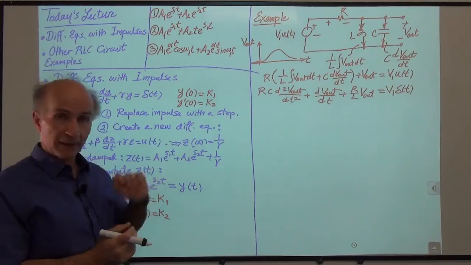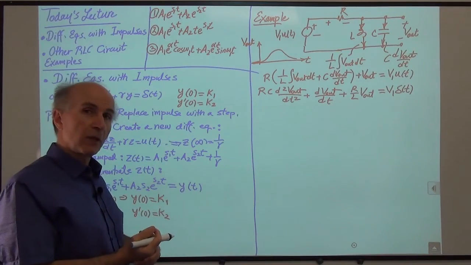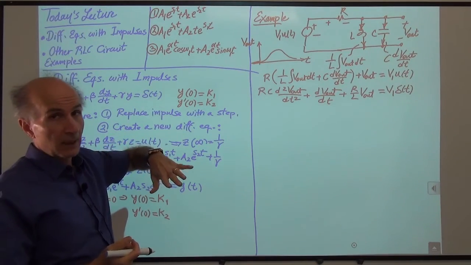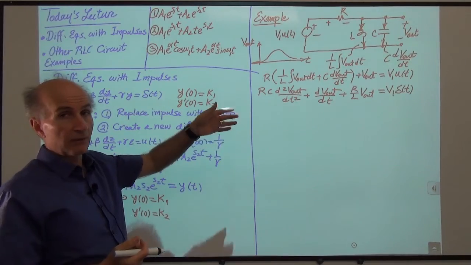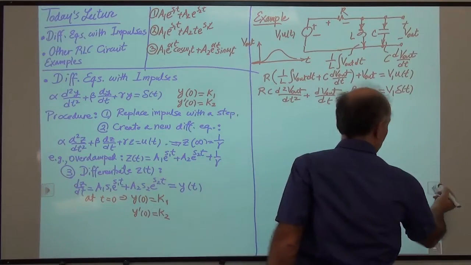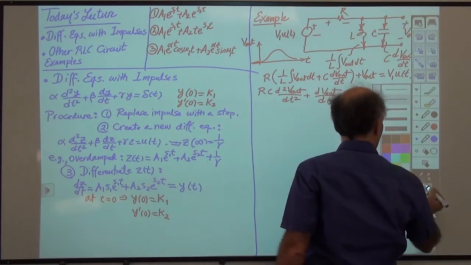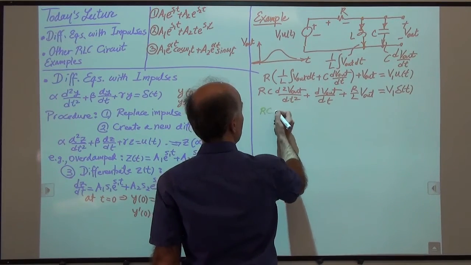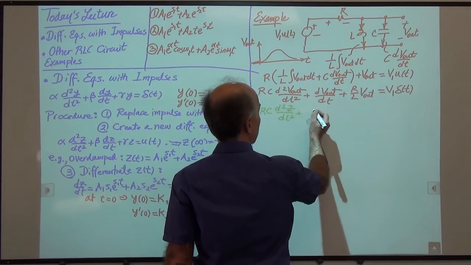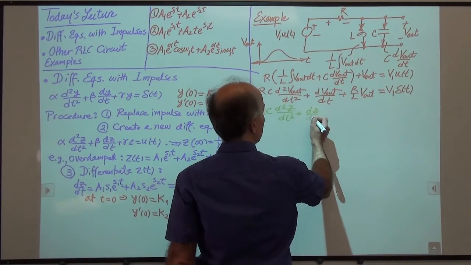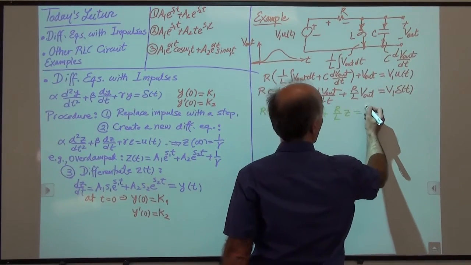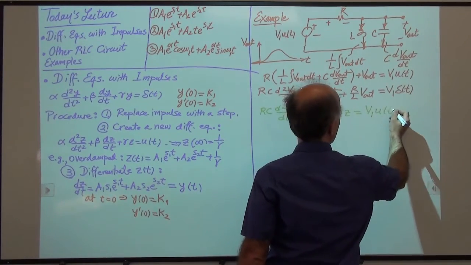All right, so we have an impulse on that side. It's annoying, but we have to live with it. So one possibility is to create a new differential equation, and to avoid confusion, we won't call that function V out anymore. We'll call it Z. Let me change the color here. So we say RC d squared Z over dt squared plus dZ over dt plus R over L Z is equal to V1 U of t.